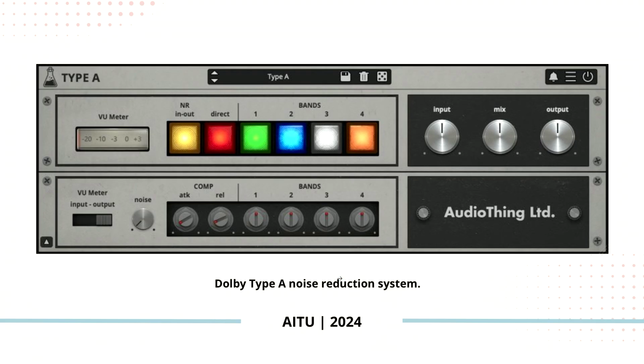The first widely used audio noise reduction technique was developed by Ray Dolby in 1966. Intended for professional use, Dolby Type A was an encode-decode system in which the amplitude of frequencies in 4 bands was increased during recording, encoding, then decreased proportionally during playback, decoding.